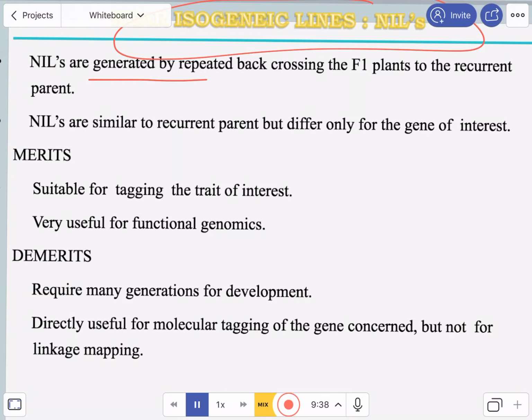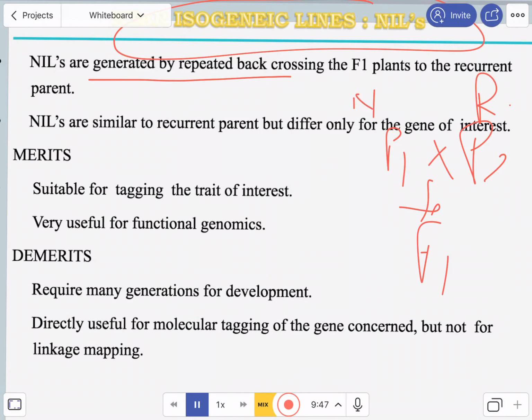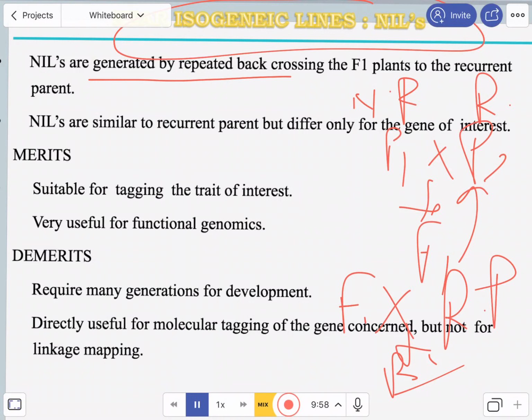NIL lines are generated by the repeated backcrossing of F1 with the recurrent parent. Suppose this is the recurrent parent and this is the non-recurrent parent, so with repeated crossing with the recurrent parent we get the backcross populations. The NIL lines are similar to the recurrent parent but differ only for the gene of interest. Only one gene difference occurs in NIL lines.